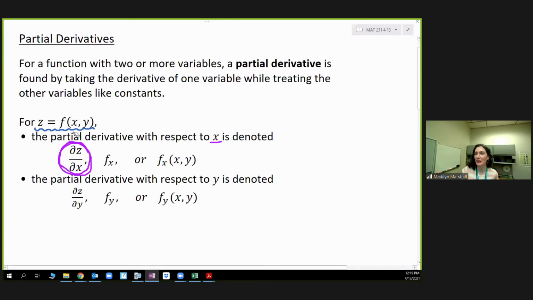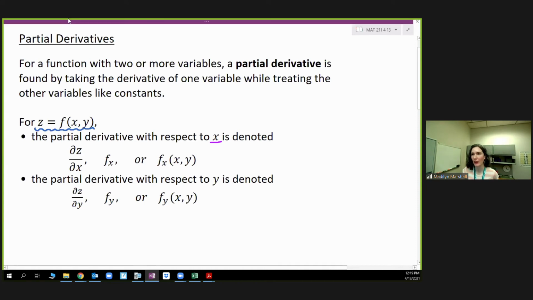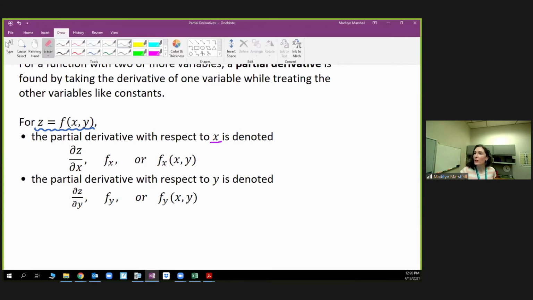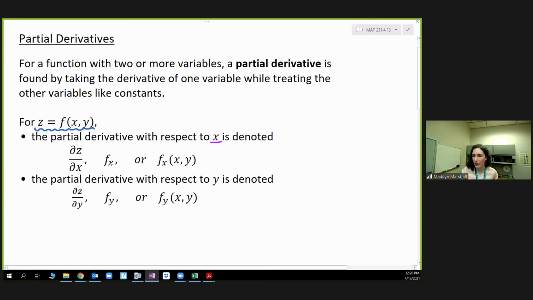And really, we can know it's going to be a partial derivative if we have a multivariable function. But that is the way we express this is a partial derivative. We can also put it on the function itself. So this subscript x means we're doing the partial derivative with respect to x. And really, those last 2 are the same.